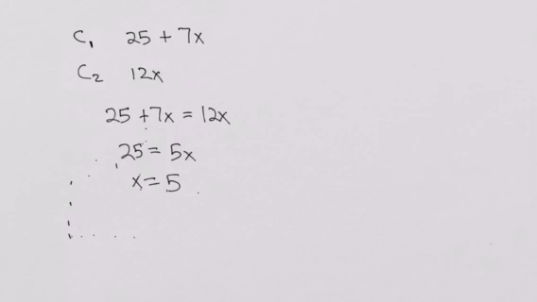If I let x equal 5, I get 25 plus 7 times 5, which is 60. And down here, I just get 12 times 5, which is also 60. So that's correct. All right, that is problem 32. And then we're going to do problem 33.